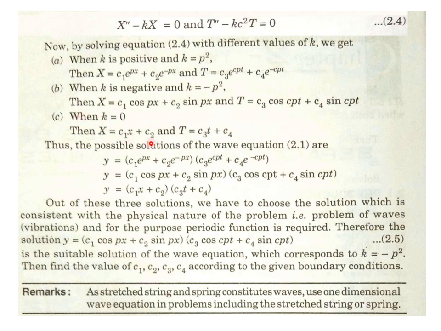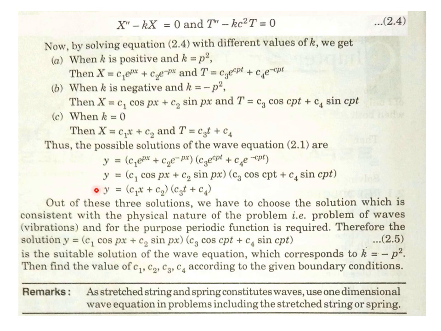So using equation 2.2, the solution of equation 2.1 with capital X and T as different choices in three cases is expected as follows. For case A, y equals capital X into T, means (C1 e power px plus C2 e power minus px) into (C3 e power cpt plus C4 e power minus cpt). Similarly, the product of these two values of capital X and T gives the solution in case B, and the product of the remaining last case X and T gives the solution of the given wave equation in option C. So we have three possible solutions.